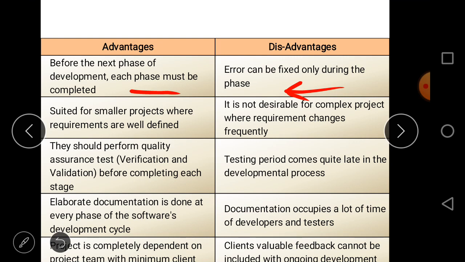The third point is that they should perform quality assurance tests, verification and validation. These are two terms, verification and validation, and they are discussed later in this video. The disadvantage is that the testing period comes quite late in the development process. Actually, testing is done after overall completion of the project. The fourth point is that elaborate documentation is done at early phases of the software development lifecycle. You also see that the SRS report and the SDD report are both completed in phases. The disadvantage is that documentation occupies a lot of time of developers and testers. So these are the basic advantages and disadvantages.